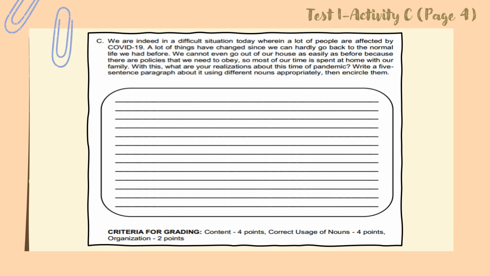With this, what are your realizations about this time of pandemic? So that is the question that you will answer on this activity. You will write a 5-sentence paragraph about it using different nouns appropriately. Then do not forget to encircle the nouns used. Moreover, the criteria for grading is already given below, so you are well guided on how you will be graded in this activity.